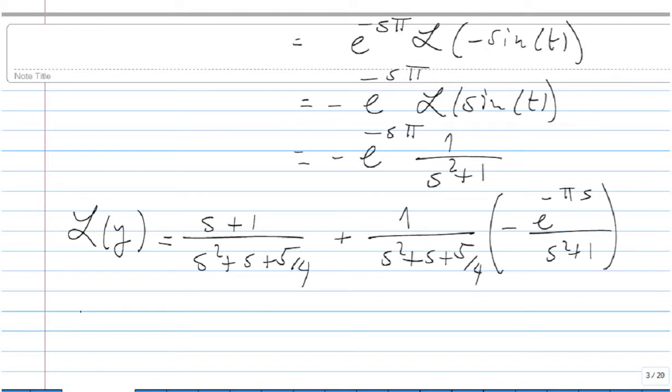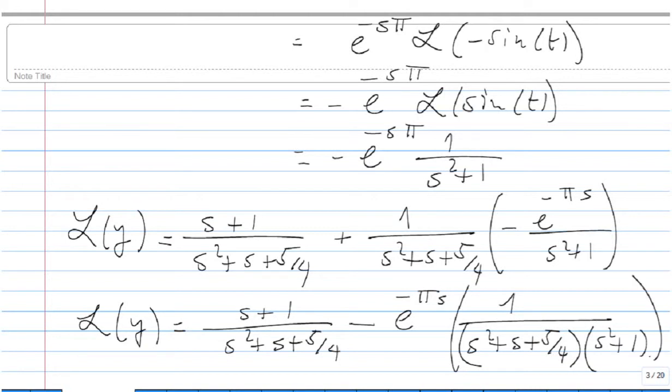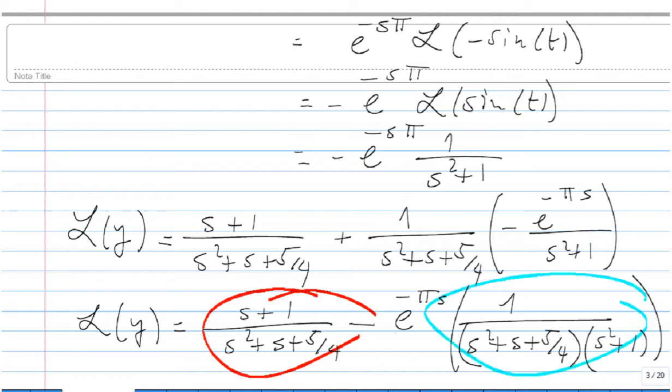And when the dust settles down, using only algebra, we find that this is s squared plus 5/4 minus e to the minus pi s times 1 over s squared plus 5/4 times s squared plus 1. So, what we're going to do in two steps: number 1, we're going to try to find the inverse Laplace of this one, and then we're going to find the inverse Laplace of this one. So let's do it step by step, okay?